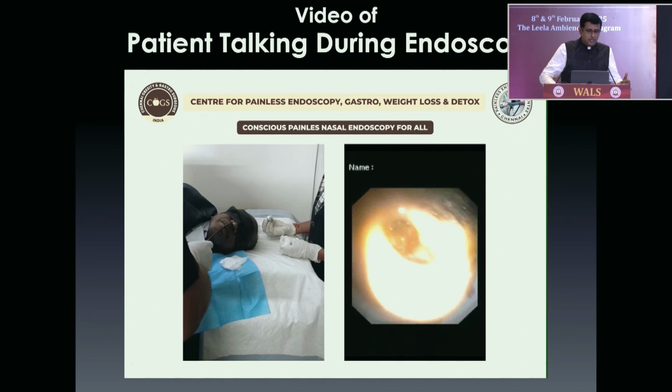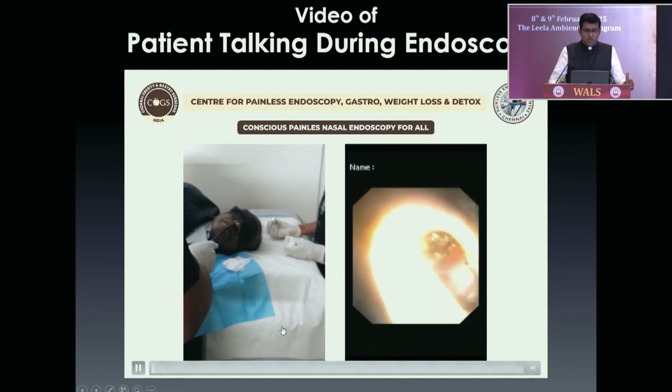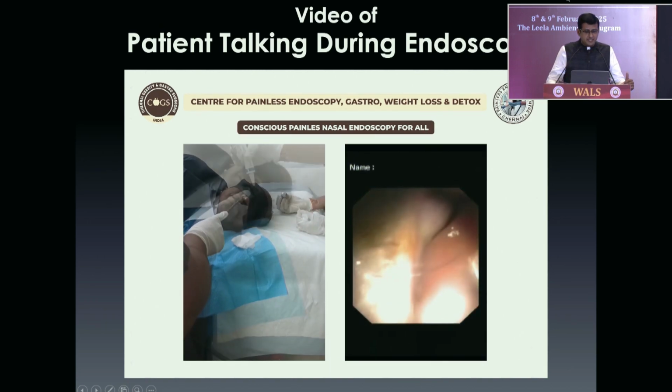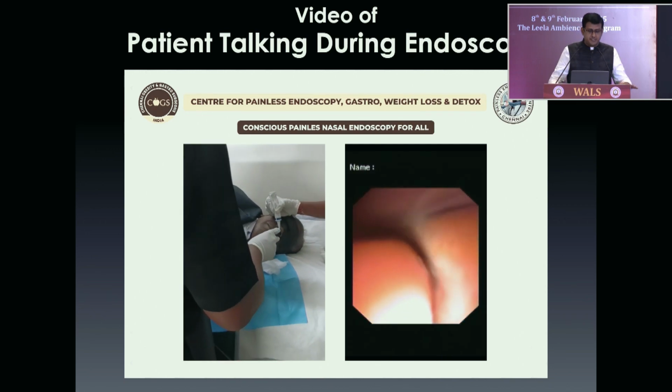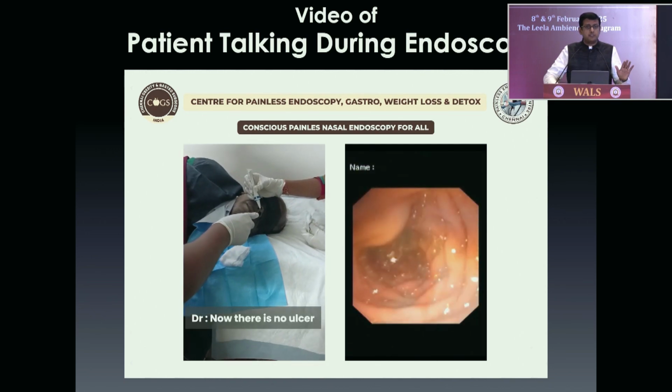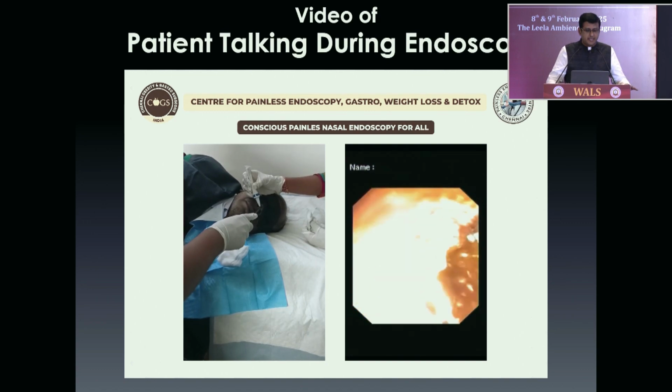Can you play this video? This is the only procedure, I would say, where the patient will be talking during the procedure. Just see the intubation. I talk to the patient every time. He is not a sedated patient. He is a patient who is conscious, aware of the entire nasal procedure.